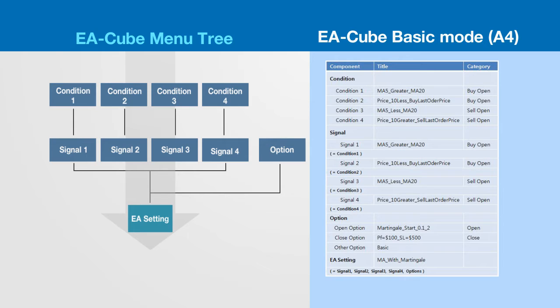The current slide is an outline for this example. The left side shows each process of EA Cube's tabs and structures, while the right side shows each tab's title, category, and components.